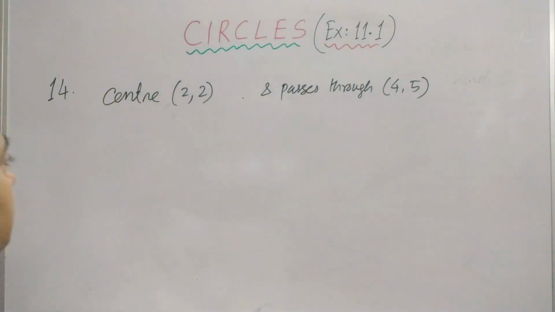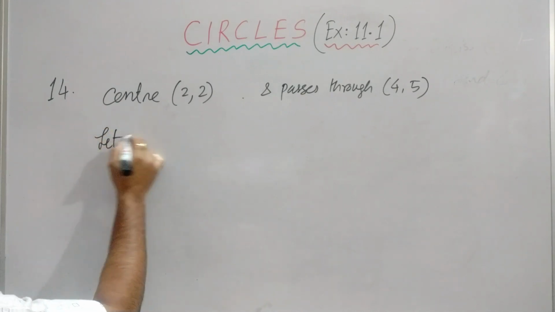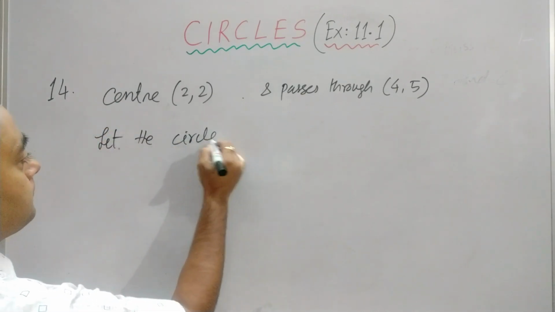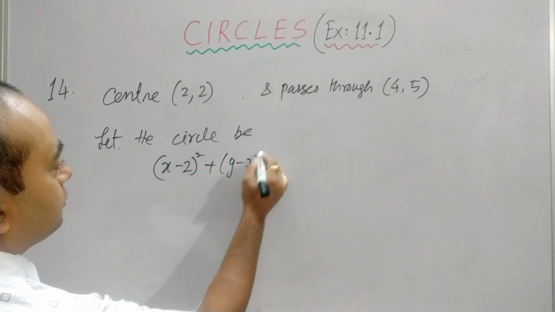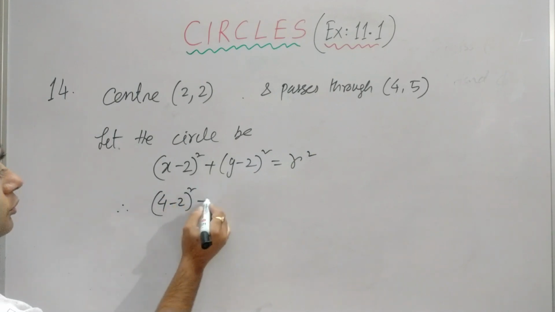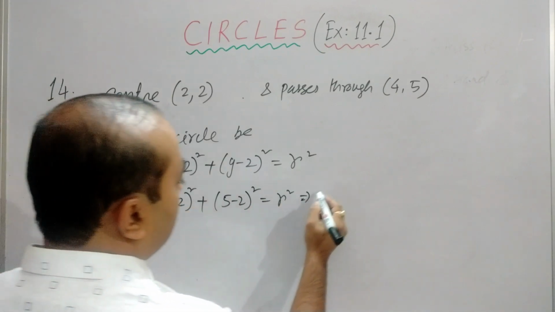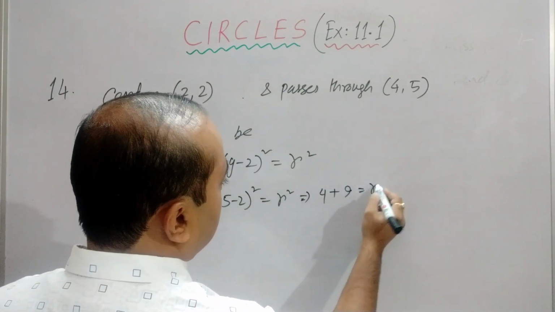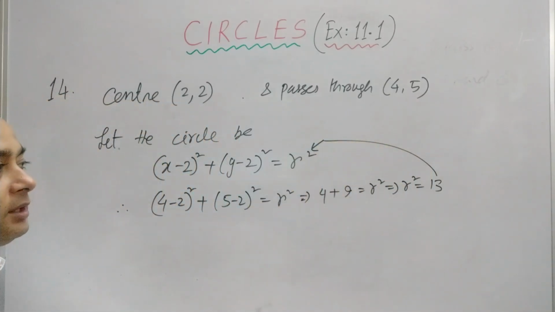Here center is (2, 2), so we'll write down, let the circle be (x minus 2) whole square plus (y minus 2) whole square equal to r square. It passes through (4, 5), so therefore (4 minus 2) whole square plus (5 minus 2) whole square equal to r square. So 2 square is 4, 3 square is 9, that means r square will be equal to 13. Put this value in this equation, and that is the required equation.